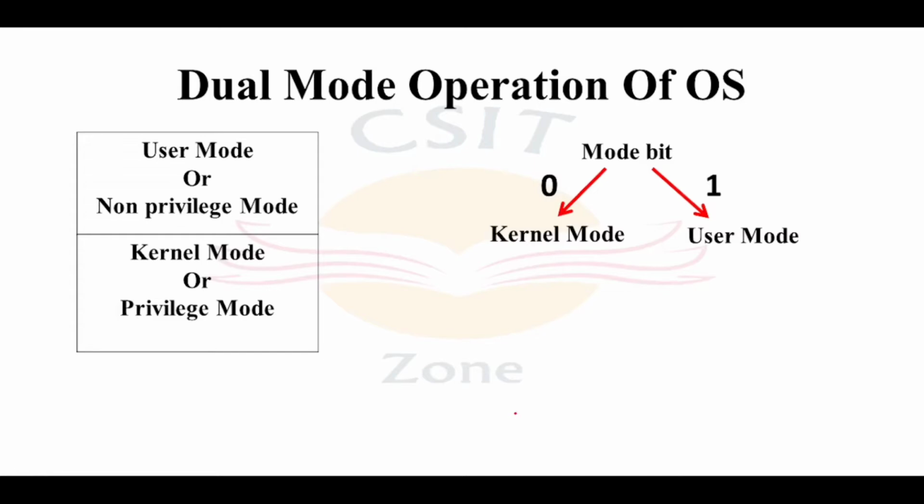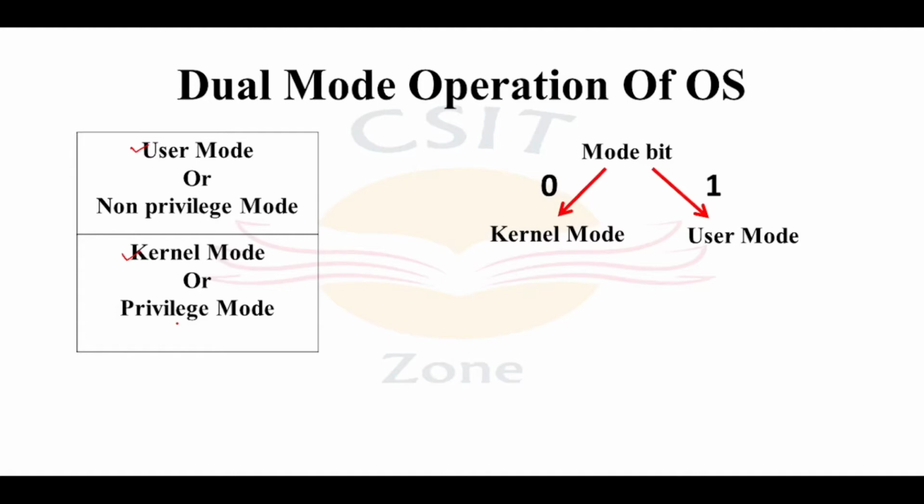Now let's move on to another topic, which is dual mode operation of the operating system. At the hardware level, the instructions are executed in two different modes, user mode and kernel mode. User mode can also be known as non-privileged mode, and kernel mode can be known as privileged mode, system mode, or monitor mode. The dual mode operation is used in order to provide protection and security to the user program and also to the operating system from errant use.